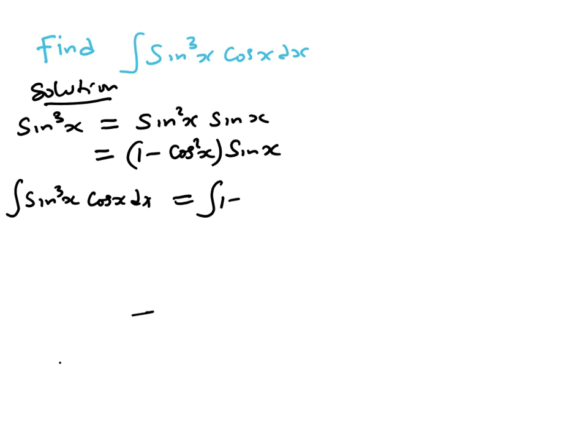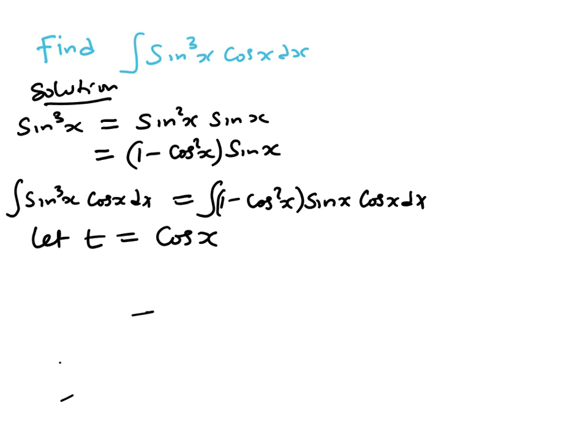So it is the same thing as integrating 1 minus cos squared x, then times sine x, and then times the cosine of x dx. Here, if I let t equal cosine of x, this will help me cancel out this sine, if I make this substitution.